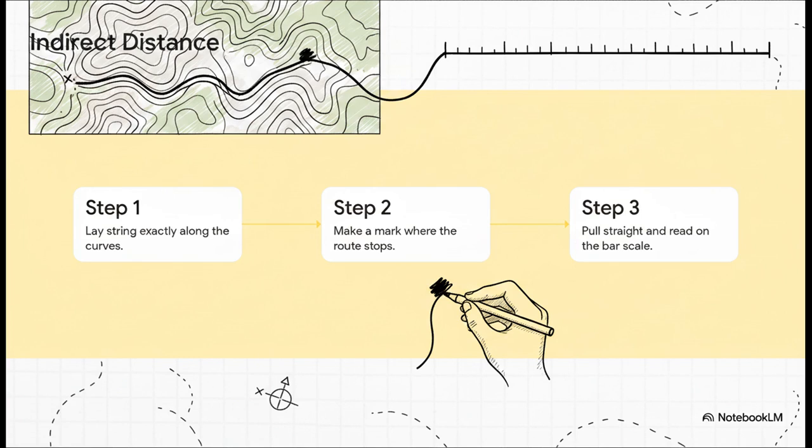Step 1. Carefully lay your piece of string exactly along the map's printed curves. Step 2. Take a pen and make a firm mark on the string right where your route ends. Step 3. Pick up the string, pull it completely straight, and lay it directly against your linear bar scale at the bottom of the map. You can instantly read the true ground distance. It's a brilliantly simple yet perfectly accurate survival hack.